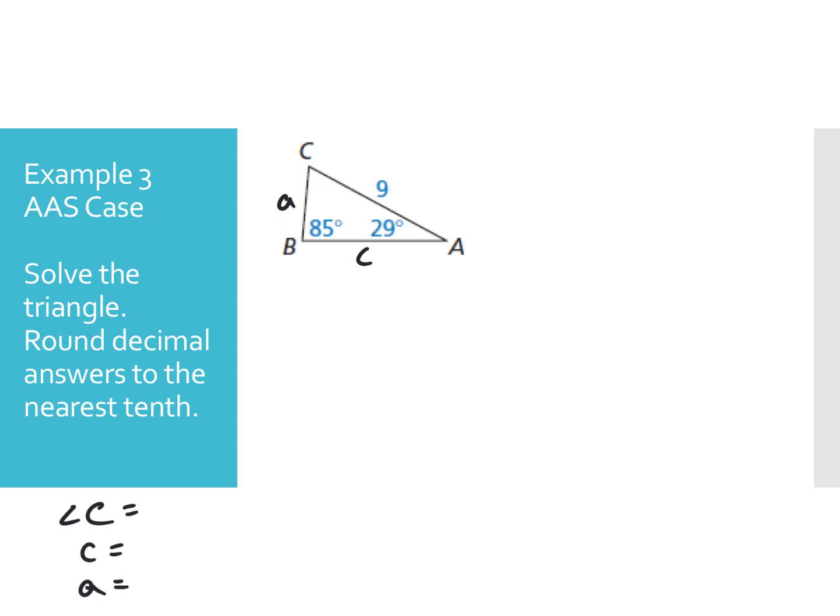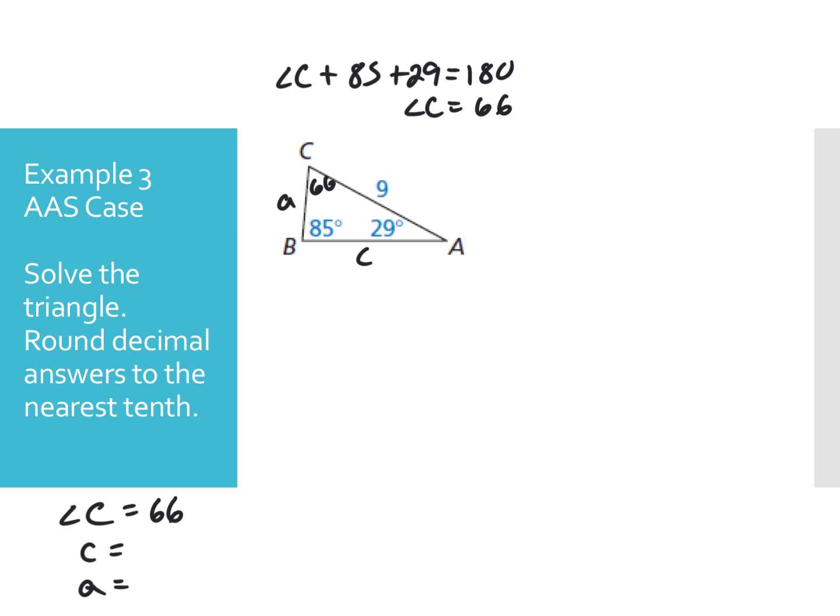So, to find angle C, I'm just going to go ahead and do angle C plus 85 plus 29 equals 180. And when I put that into the calculator, I get that angle C is 66 degrees. So we already filled in one piece of information. Now I will use the law of sines to solve for the rest of the sides. Again, I cannot use the Pythagorean theorem because this is not a 90-degree triangle.